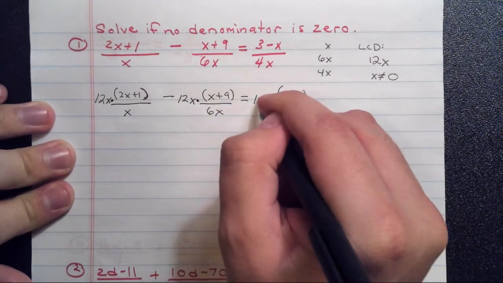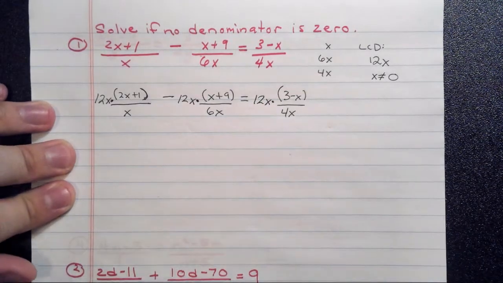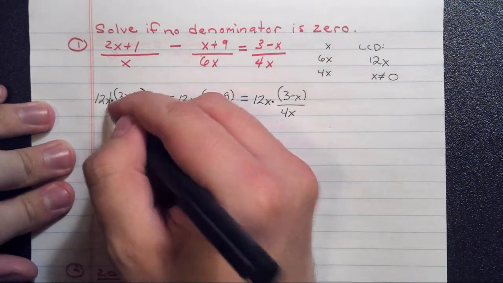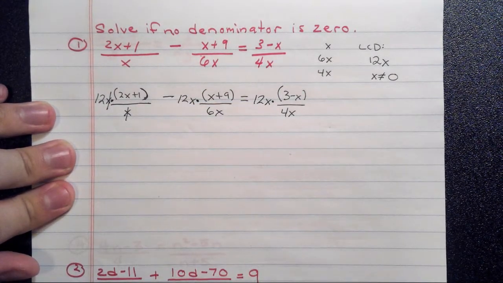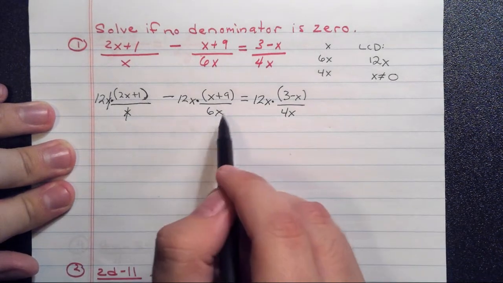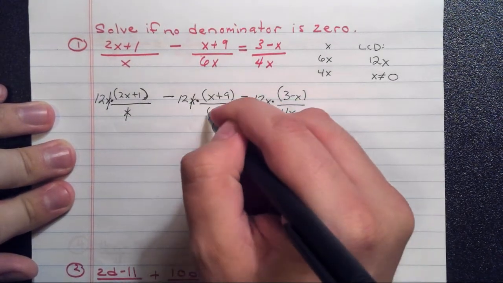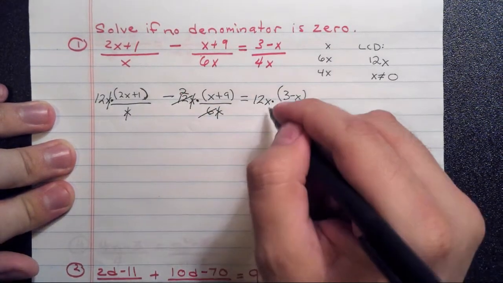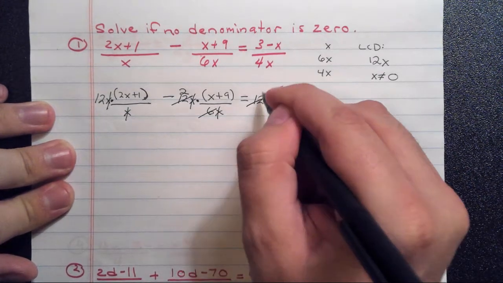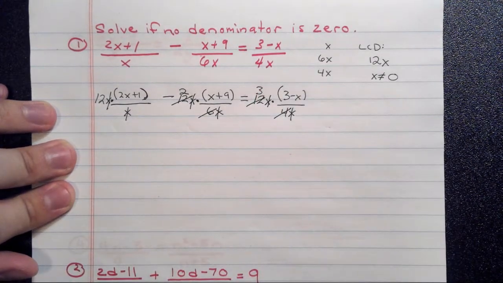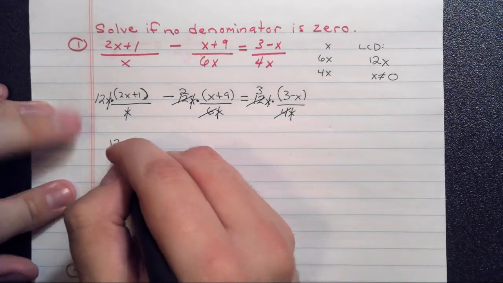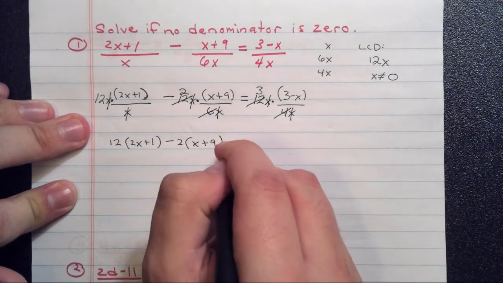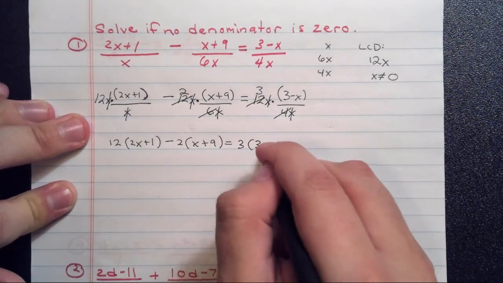And the reason that I do this is because it allows me to get rid of the denominators that I already have. With this first term, my denominator is x, so I can simplify the factor of x in 12x. With the second term, 12x and 6x, I can simplify the x, and I can simplify 6 and 12 and be left with 2. For 12x and 4x, I can simplify the x's, and 4 and 12 leaves me with 3. So at that point, this is what I now have: 12 times 2x plus 1, minus 2 times x plus 9, is equal to 3 times 3 minus x.